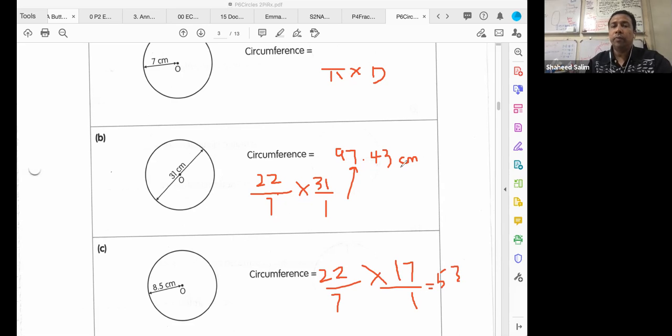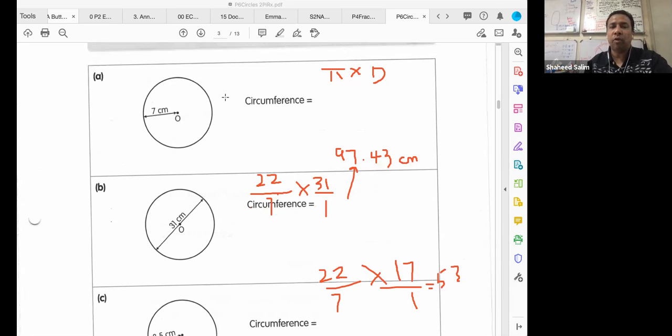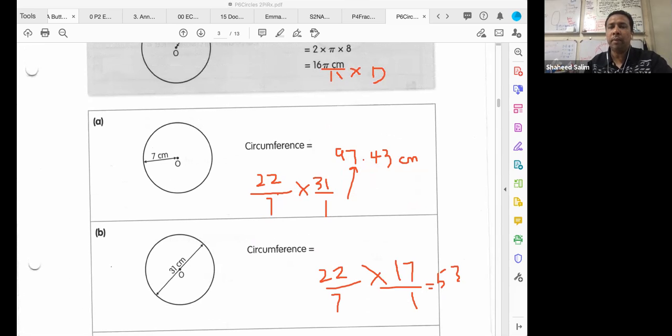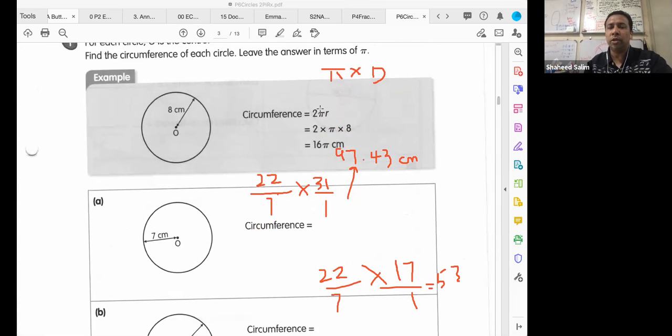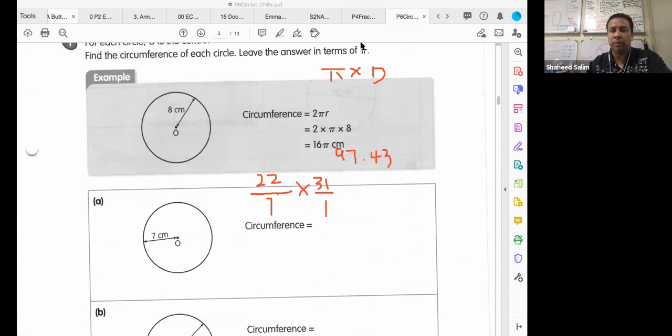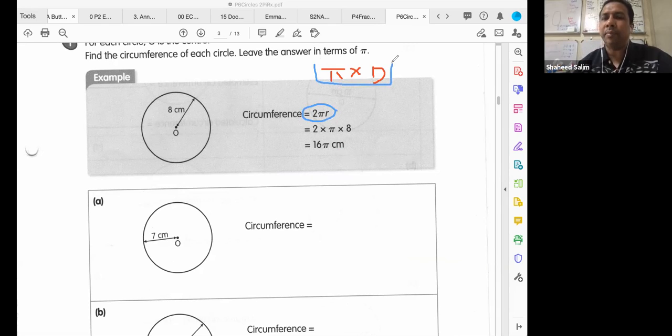Now, I want you to take a look at this formula because your teacher might be teaching you something. Your teacher might teach you this formula in school. Okay, I'll show you. Your teacher will use 2 times pi times r. I'm teaching you pi times d. It's the same thing. 2r is 1d. 2 times radius is equal to diameter.